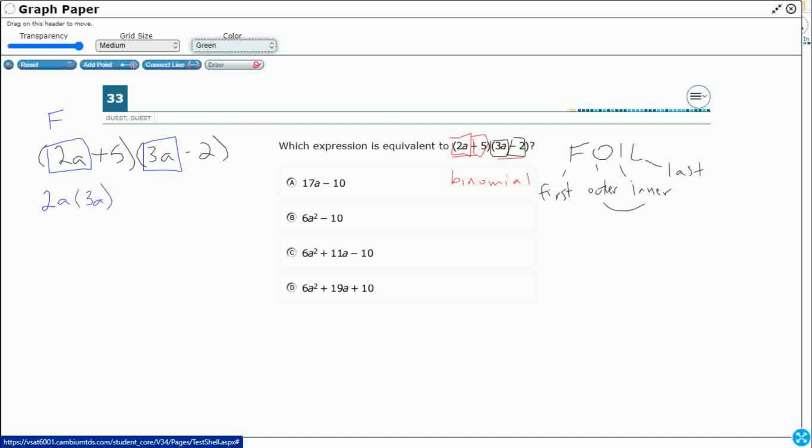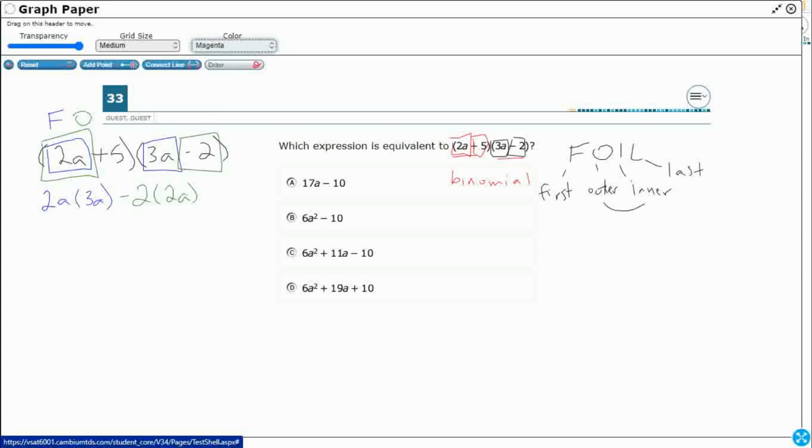Now, what do we have for the next one? I've got my O, that's going to be my outer. So it's going to be this 2a again, because you're going to use it again. And then I've got this minus 2. So those are the outer ones. I'm going to grab that minus 2 and then 2a. I can use the commutative property to flip those around.